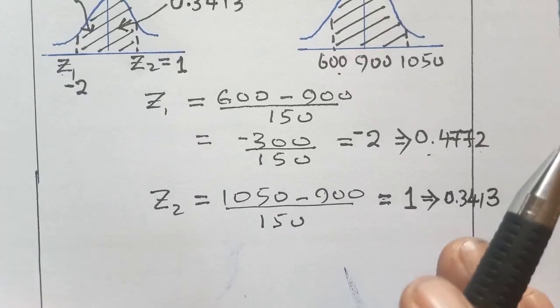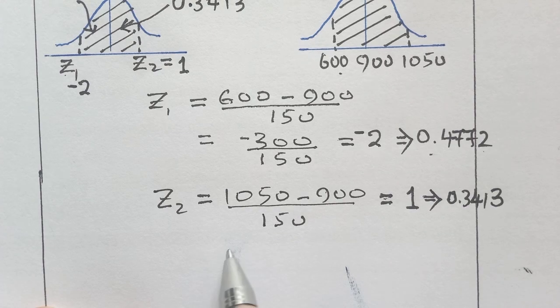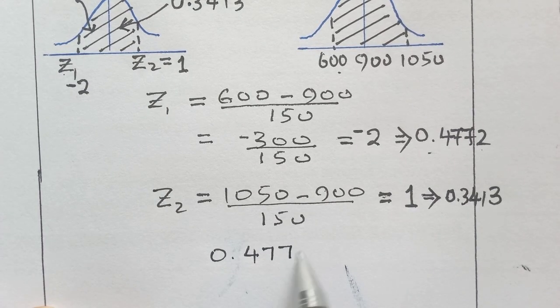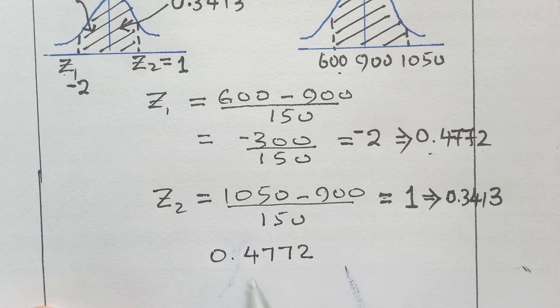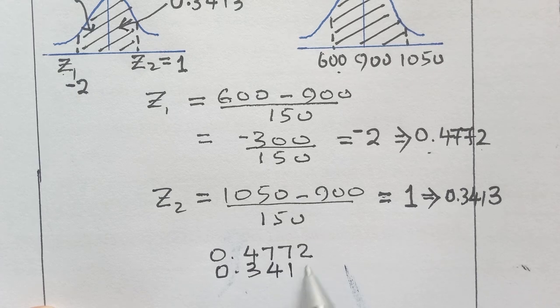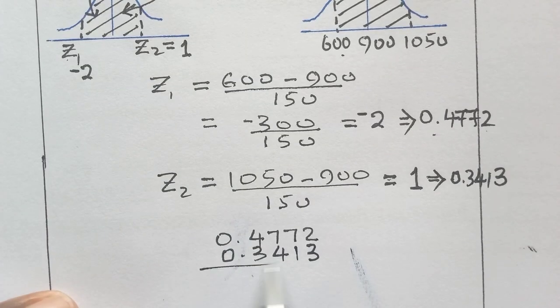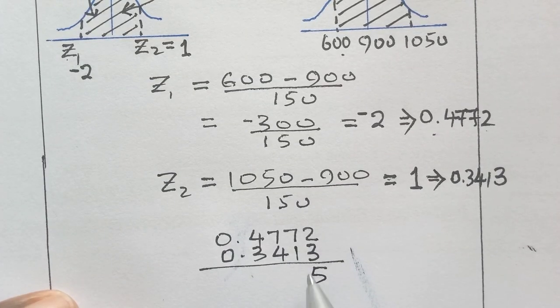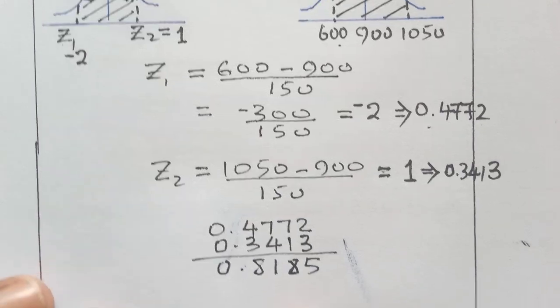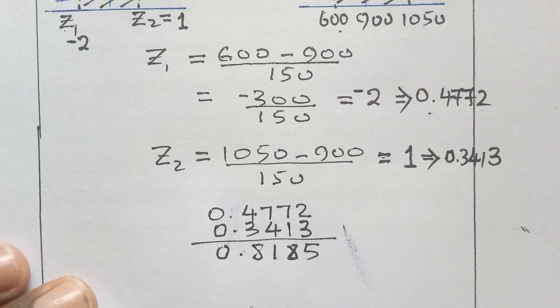So we now add them together. We shall have 0.4772 plus 0.3413. This one gives us 5 there, we have 8 there, then we have 1, then 8 there, and 0 there. So this is our probability.